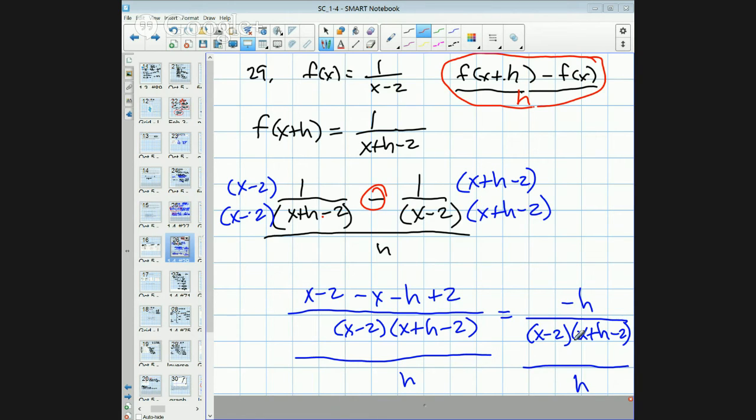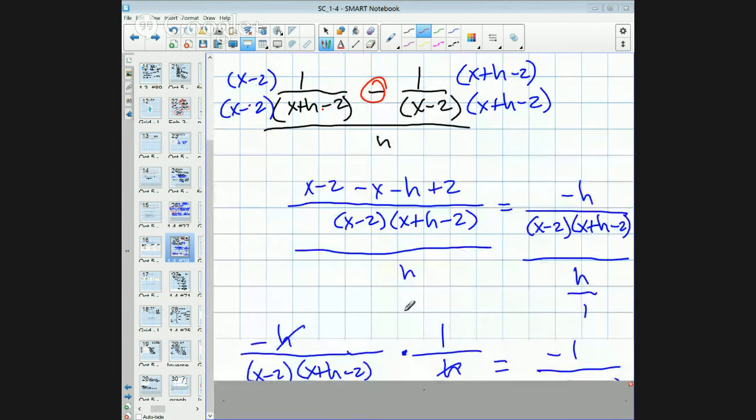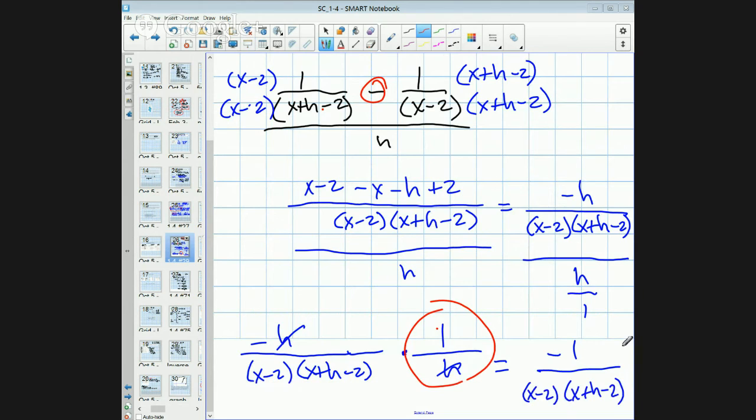And then there is what? Just one more step. And that is, we still got to divide by this h. So what's the easy way to divide a fraction? Just invert and multiply, times 1 over h, which I did right here. And then the h's cancel. And final result down here in the corner.